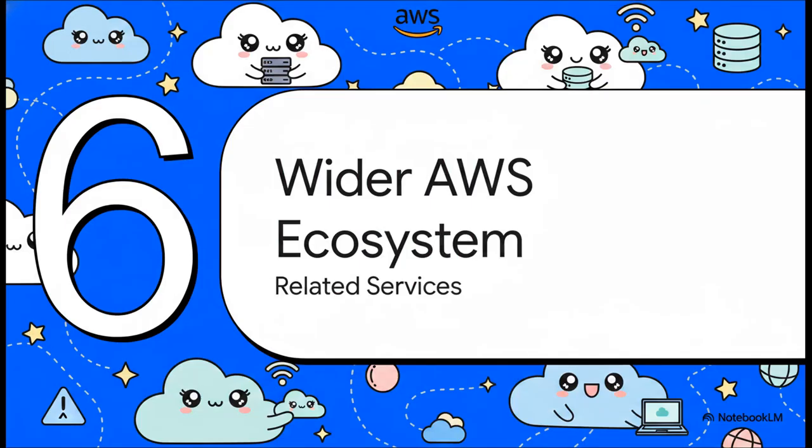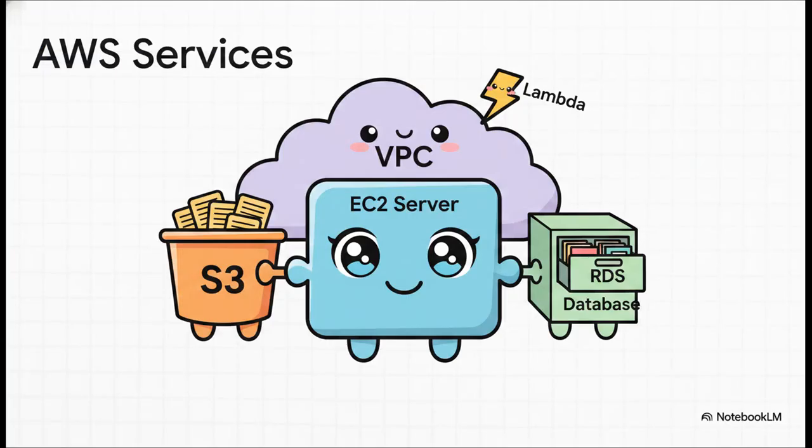Section 6. The wider AWS ecosystem. Of course, EC2 doesn't operate in a vacuum. Think of it as the beating heart of your cloud architecture. Need to store user image uploads? Connect your EC2 instance to S3. Need a rock-solid database? Link it to RDS. Want to keep the server locked down in a private network? Wrap it in a VPC. It is entirely modular, so you can just plug and play with hundreds of other advanced AWS services, like CloudWatch for monitoring or Lambda for serverless tasks.